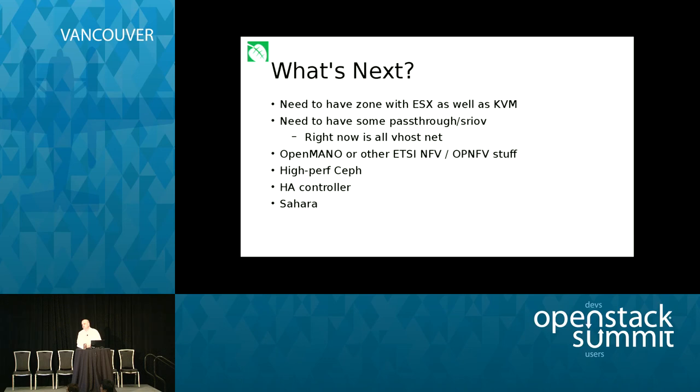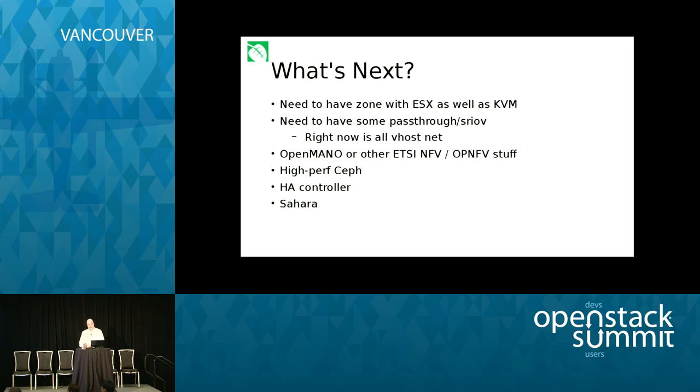So what's next? Well, people want more. They're never satisfied. They want a zone with ESX as well as KVM and probably also containers, et cetera, et cetera. I need some pass-through and SR-IOV. So right now I haven't really cared too much about performance in here, but obviously we make products that we care a lot about performance, and people want to see a demonstration with Nova Scheduler figuring out which machine has which resource on it, et cetera. So right now we're all vhost-net.